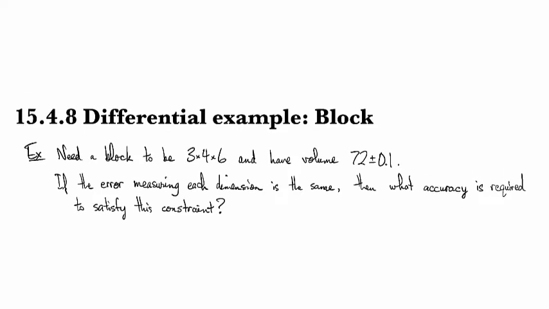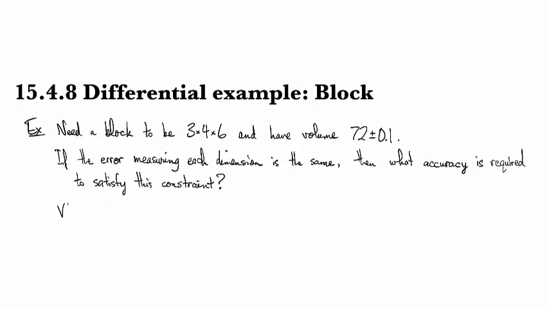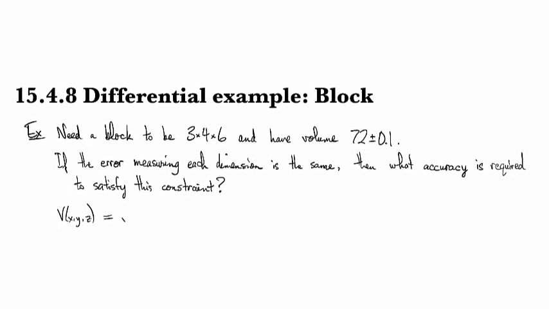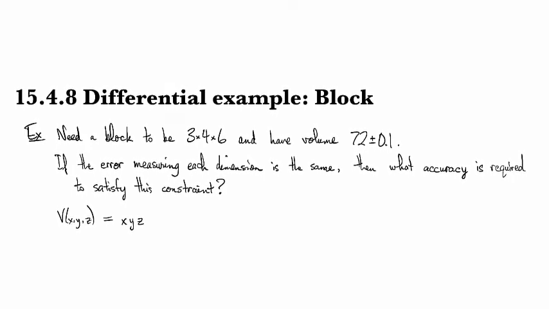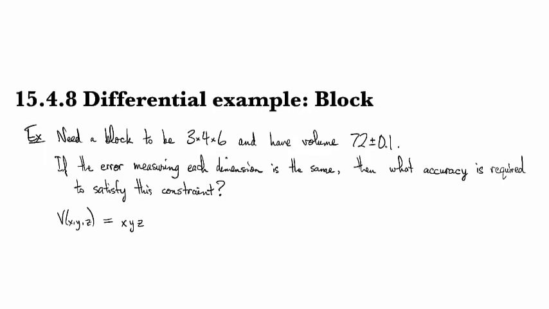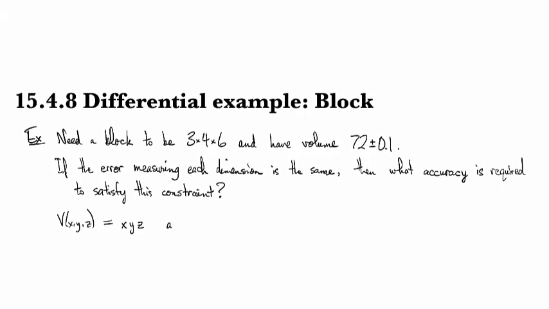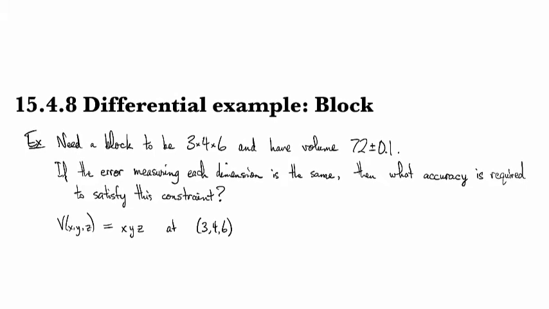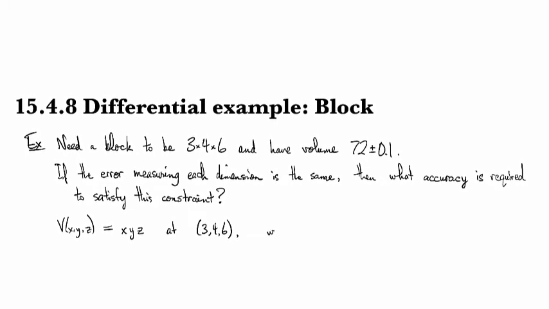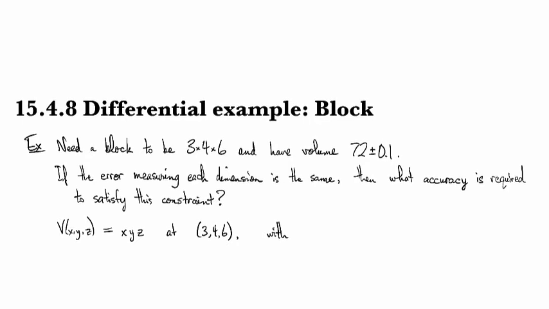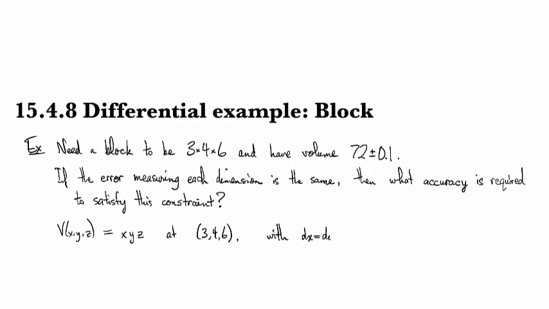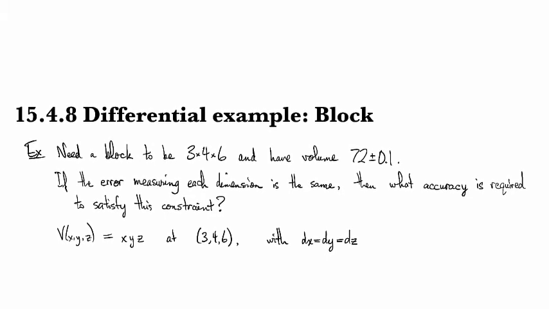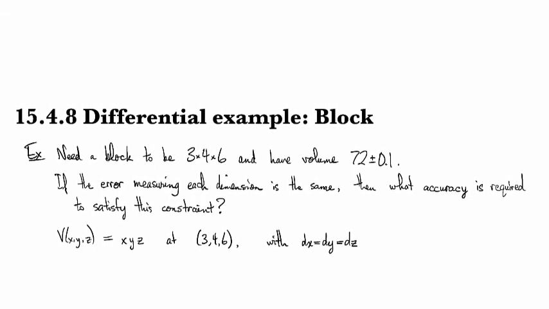Okay, so let's see. The volume for a block with sides x, y, and z is just the product of those, the standard volume for a rectangular solid, and we're looking at the point 3, 4, 6 for our inputs, and we're going to take the x discrepancy and y discrepancy and z discrepancy all to be equal. So this is the error measuring each dimension. Let's call it epsilon.